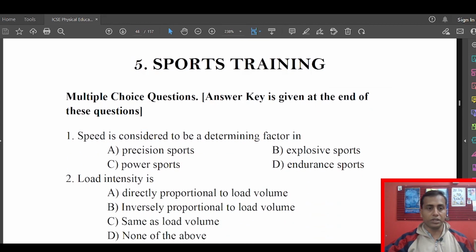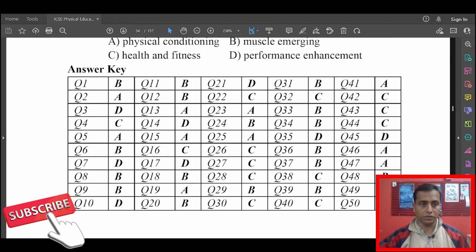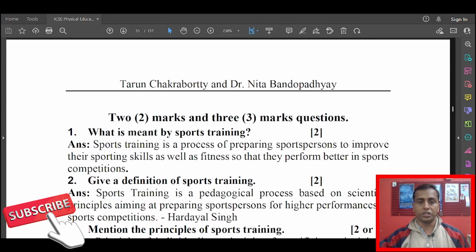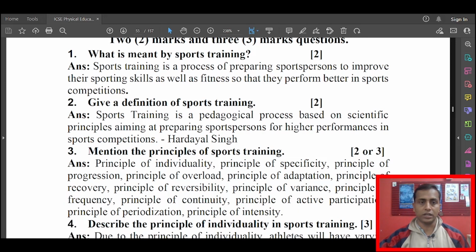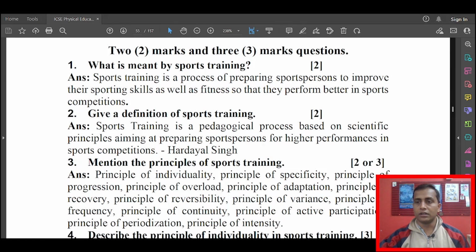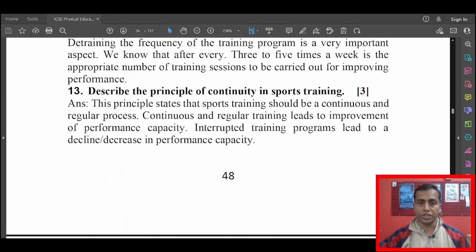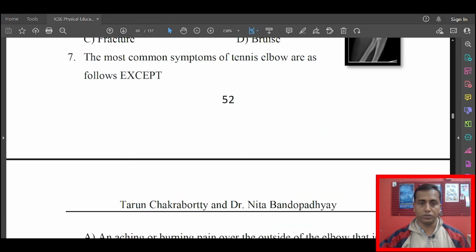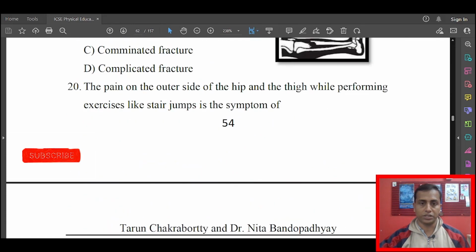Okay, now sports training, you can see speed is considered to be the determining factor in precision sports, explosive sports, power sports, or endurance sports. So these kind of questions have been given. Here you can see answer key given. So this is how the questions have been made from the section A. Okay, sports training. Then now coming to safety in sports, you can see the questions.